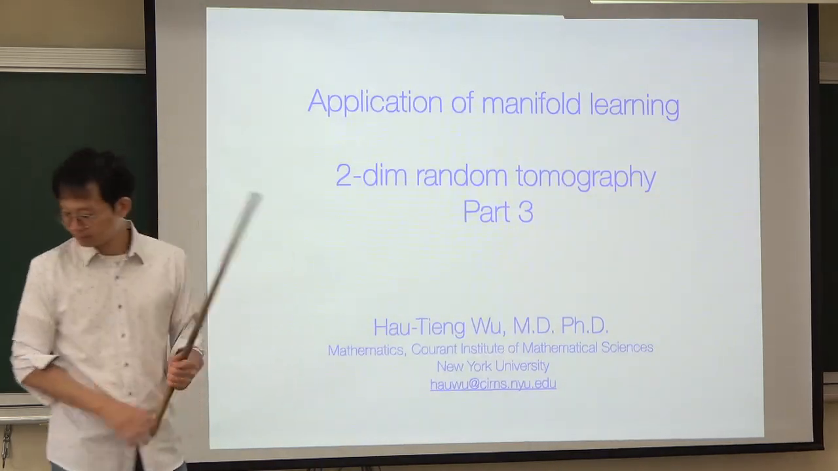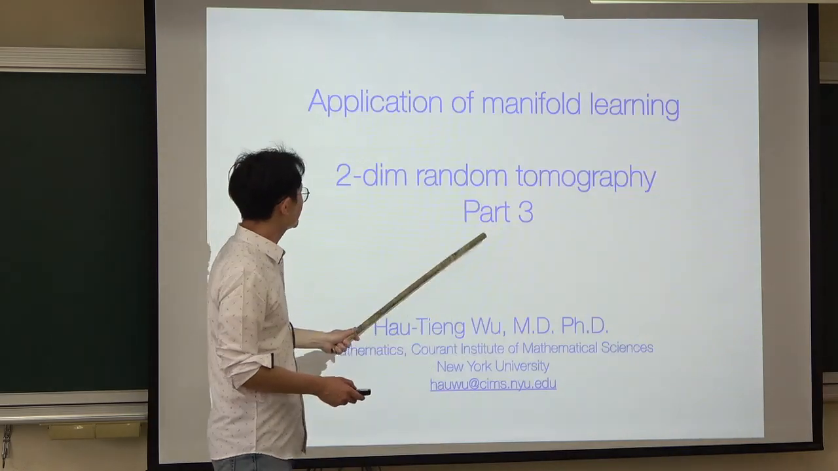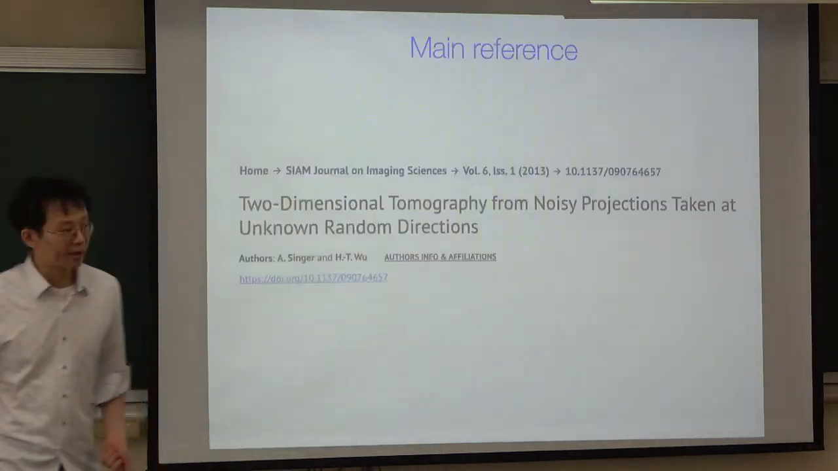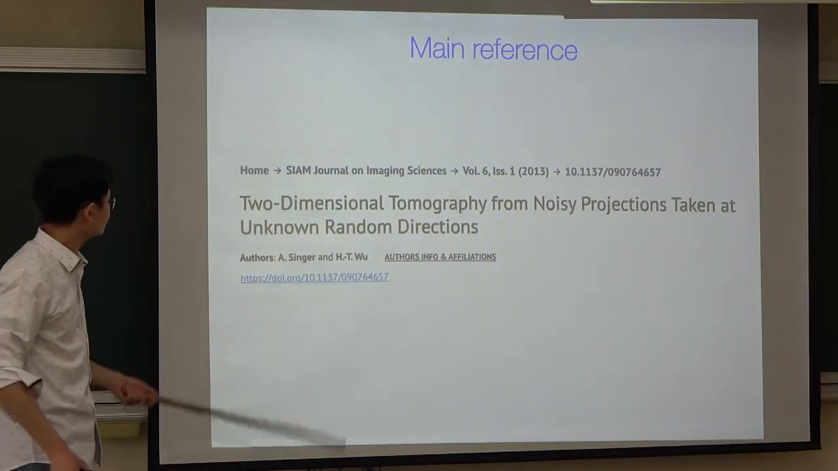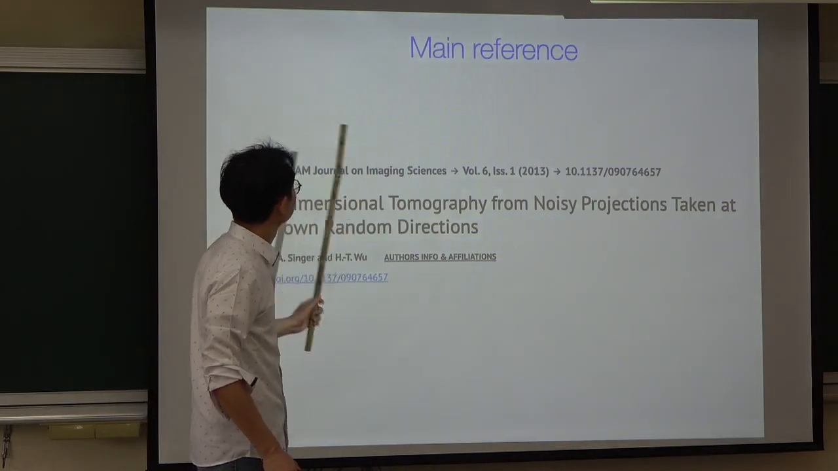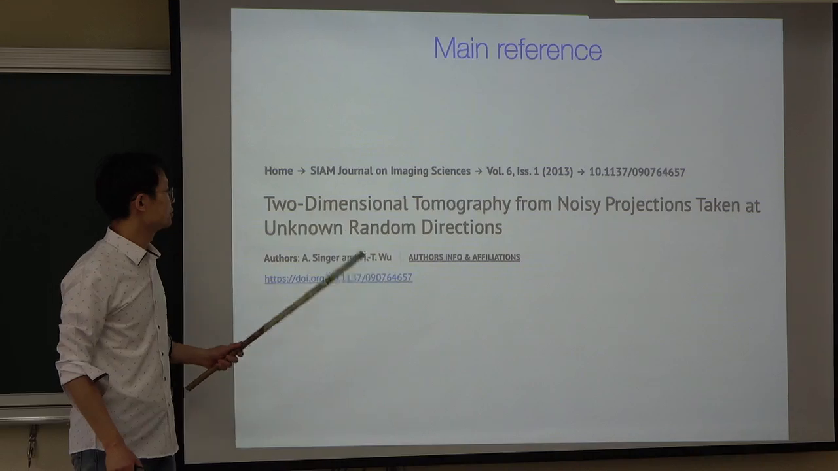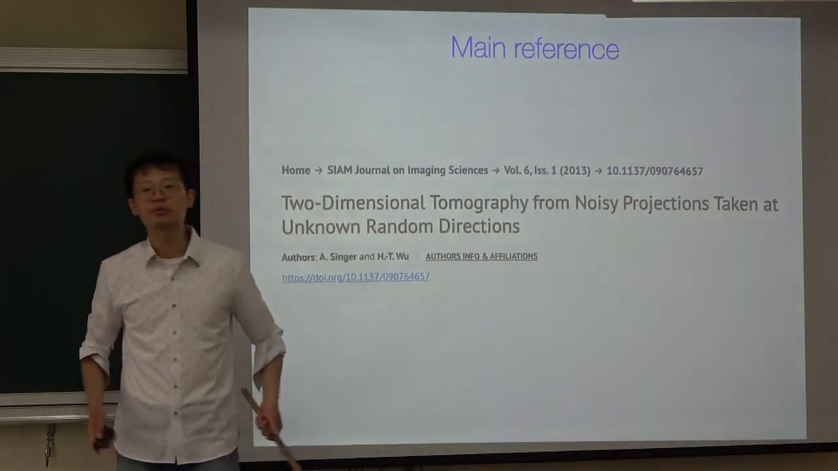Okay, so let's continue. This is the last part of this two-dimensional random tomography problem, and this is the main reference. As we mentioned, this is a two-dimensional tomography, and in this last part we want to study how to handle noisy projections.